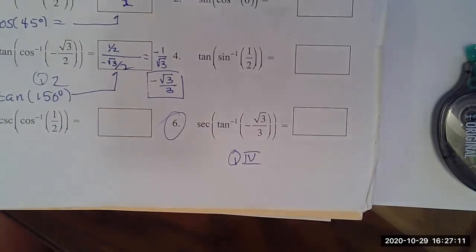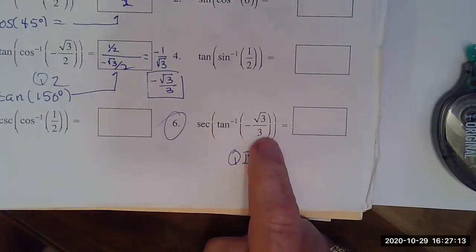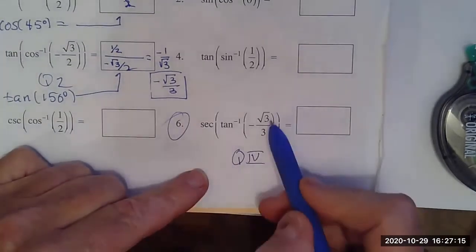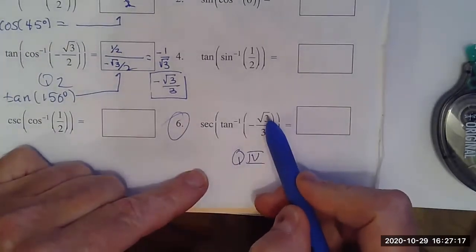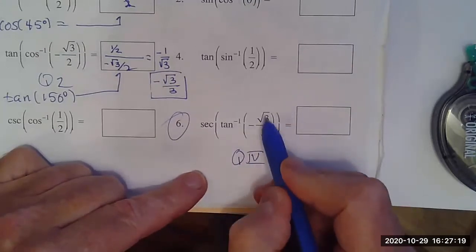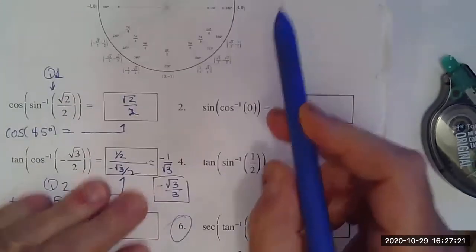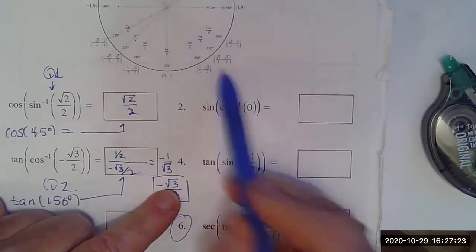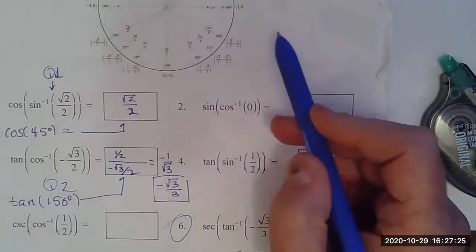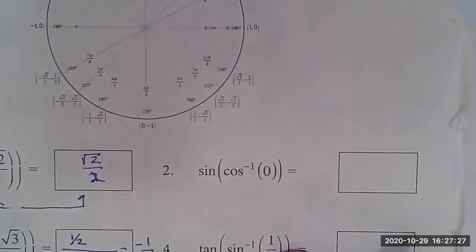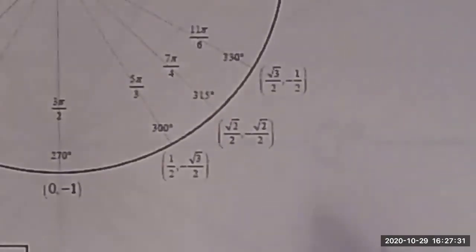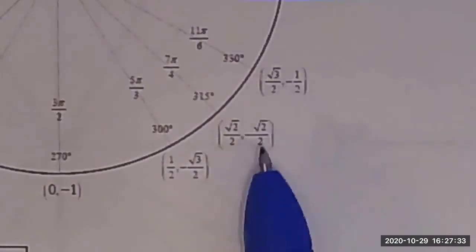Quadrant 4. So negative. Okay, this is like my y over x. I zoom in here, y over x, quadrant 4. Well, it's certainly not that one.